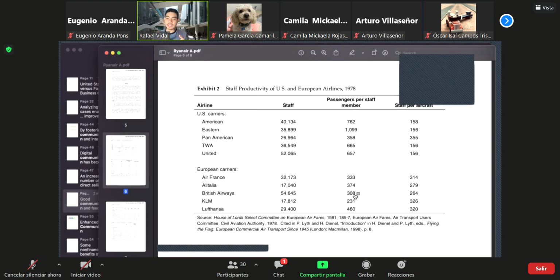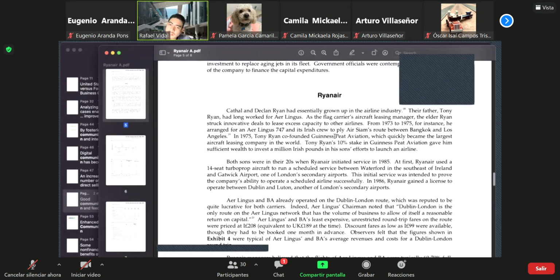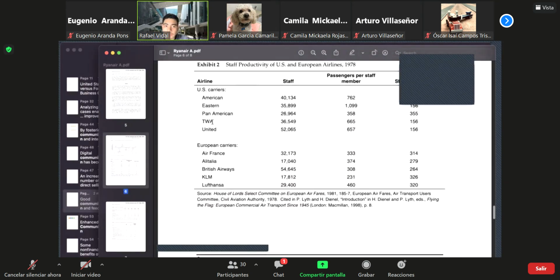So I can say Ryanair had this increase in its productivity in 10 years. But I still don't have information for Ryanair productivity. How do you think we can calculate Ryanair productivity? If you read this case in detail, you will find that Ryanair looks a lot like the United States airlines. So I can assume that the productivity of United States airlines is specifically, no, it is not.